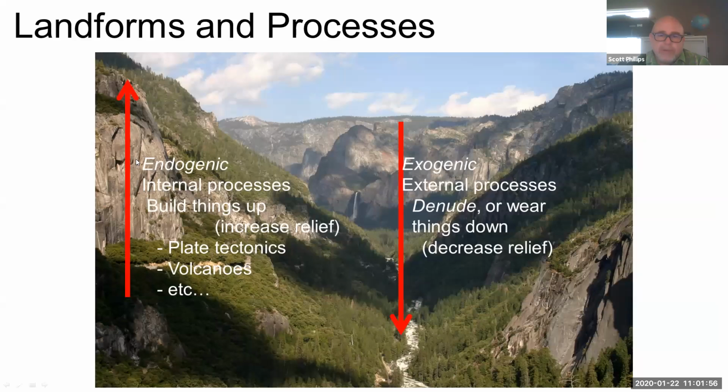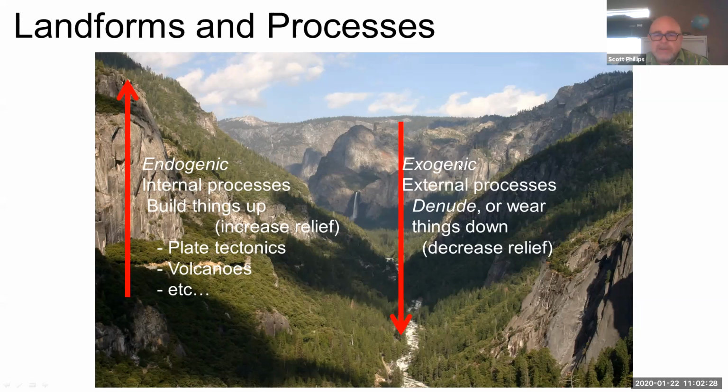And they really come down to two types of processes. One is called internal, or another term is endogenic processes. Usually to make things easier, we just call these internal processes, but in the book it may describe them as endogenic. And these are processes that build things up. They increase the relief. They build up mountains or volcanoes or plateaus and things of that nature. So these include topics like plate tectonics and volcanoes and that type of thing.